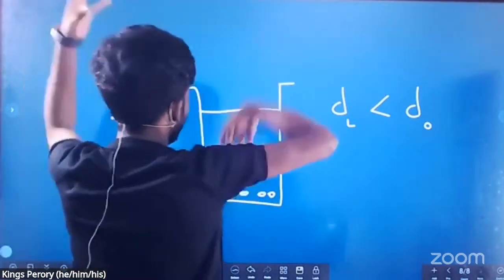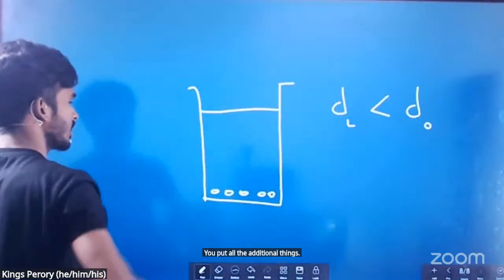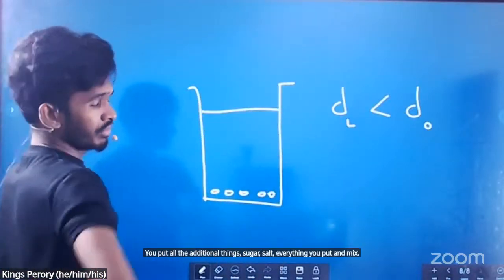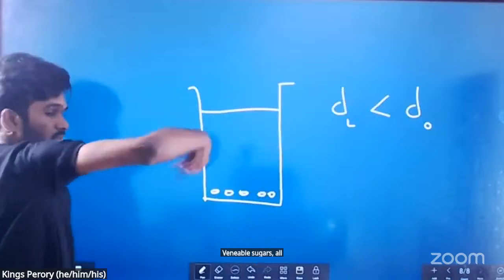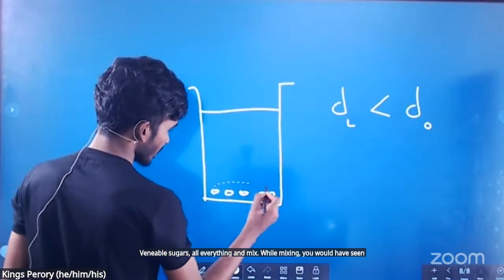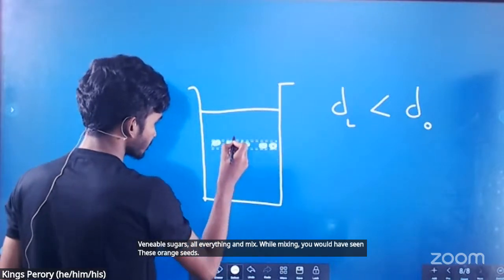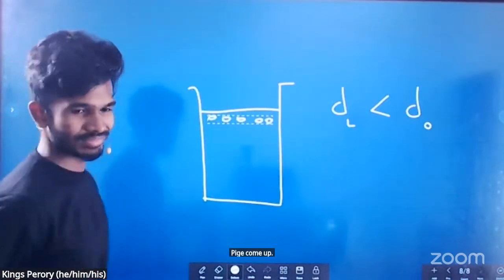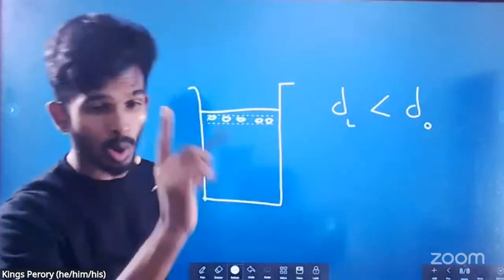Now you put all the additional things, sugar, salt, everything you put and mix. When you put sugar, salt, everything and mix, while mixing, you would have seen these orange seeds come up. Orange seeds come up. Why?